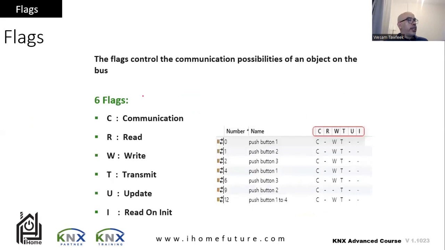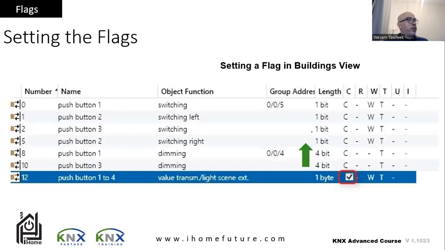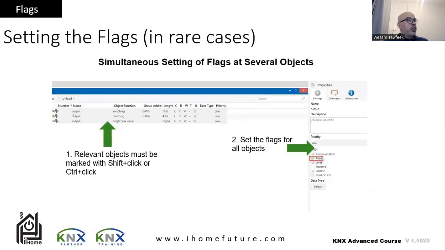Where can I change the flags, by the way? From ETS, you just go to the group objects from any of the views that give you a group object, like building, like topology, and then you can change them. You can change them one by one, as you can see here, or if you choose, select them by Control, then you can change more group objects together. Okay.